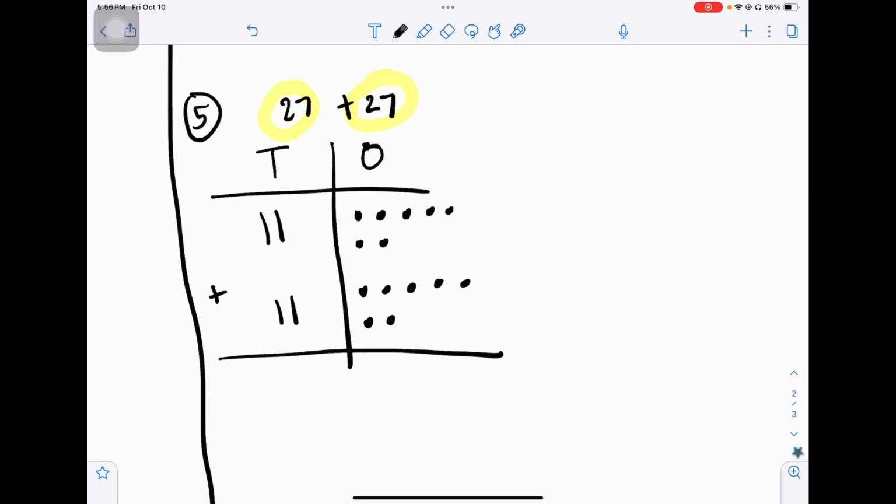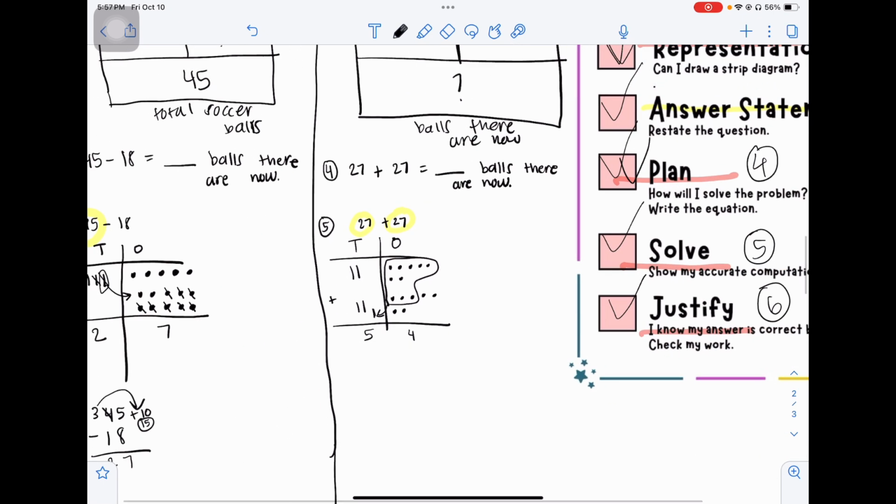Okay, the highest number you can have in the ones place is a 9. So we're going to circle all of our ones up to a 10. So 1 2 3 4 5 6 7 8 9 10. Regroup that 10 into 1 ten. Now I have 4 ones left, and 1 2 3 4 5 tens. Okay, 5 tens, 4 ones. All right, I've done my solve.